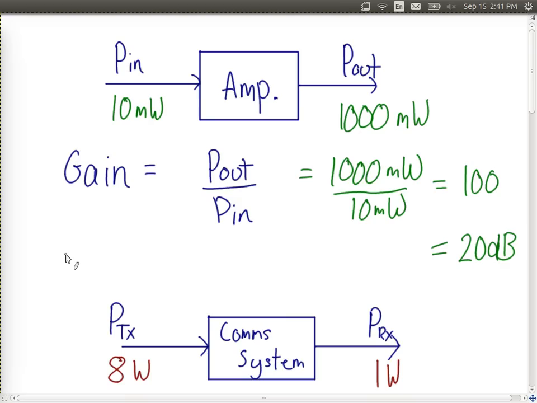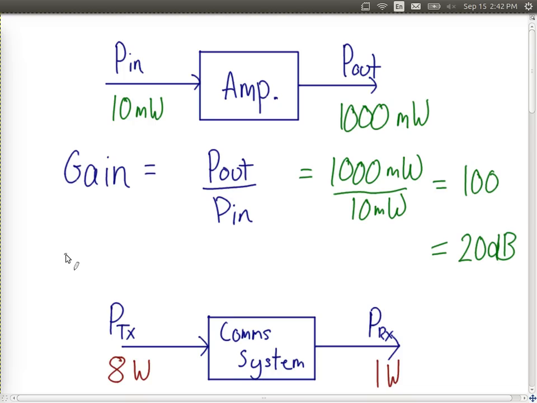dB is just another way to express that factor. 100 is the same as 20 decibels. So it's a little bit confusing for some people because they see dB and think that's a unit, but it's not a unit. This is just a factor or a ratio. Okay? It's not a unit like seconds, watts, bytes. It's just a different way to express a factor or a ratio, in this case 100.